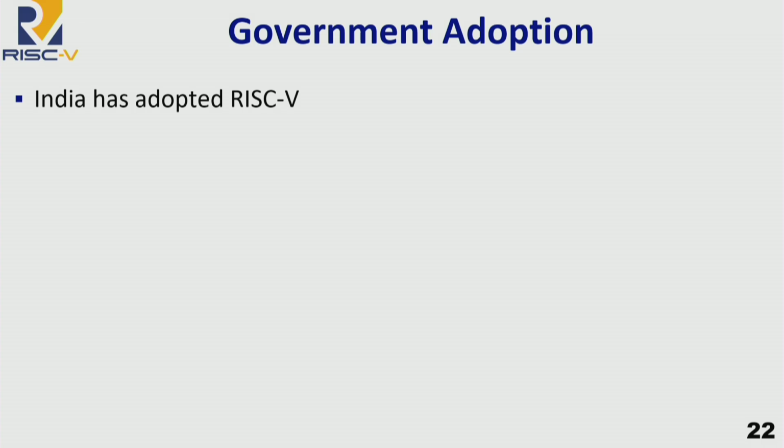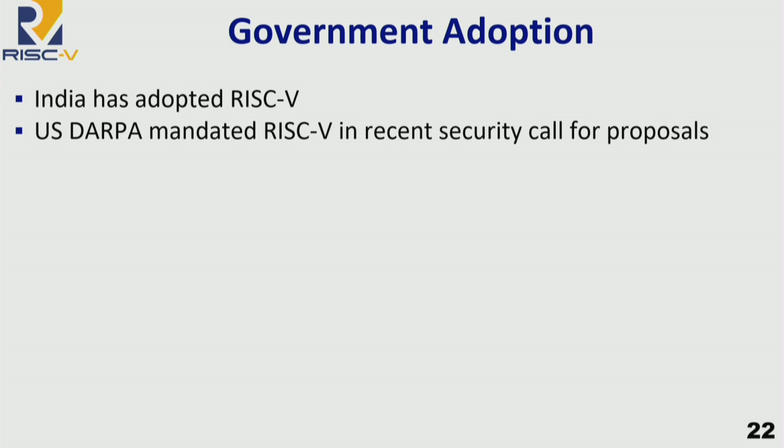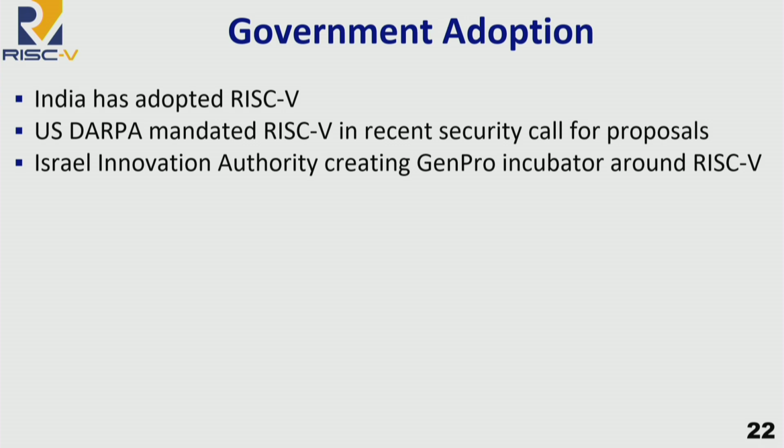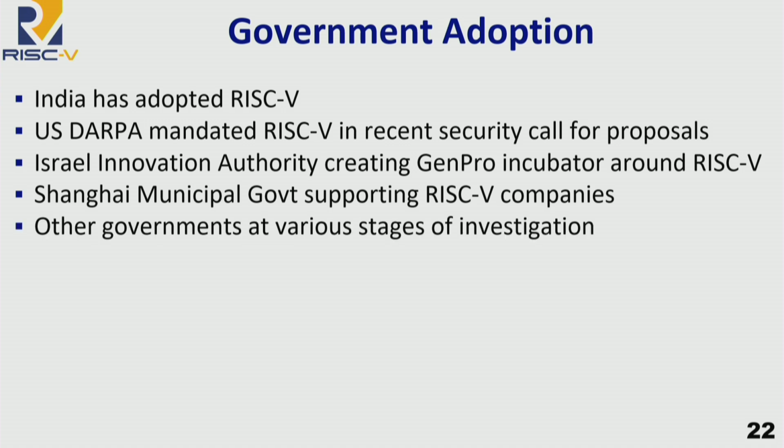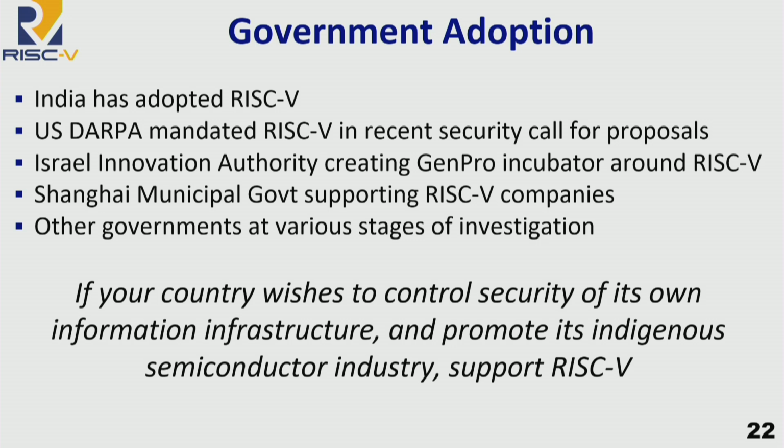Government level. This is an unusual thing. India adopted RISC-V. They funded 2 big projects around RISC-V. In the US, DARPA mandated the use of RISC-V in security research. In Israel, there's a startup incubator around RISC-V. The Shanghai municipal government is funding startups around RISC-V. So there's a lot of government-level support for RISC-V. And the reason is quite simple. If your country wants to control its information infrastructure, you need to be able to build your own cores. And RISC-V enables you to do that while keeping the big software ecosystem. And also, if you want to promote your own indigenous semiconductor industry, a lot of countries are worried about trade imbalance.